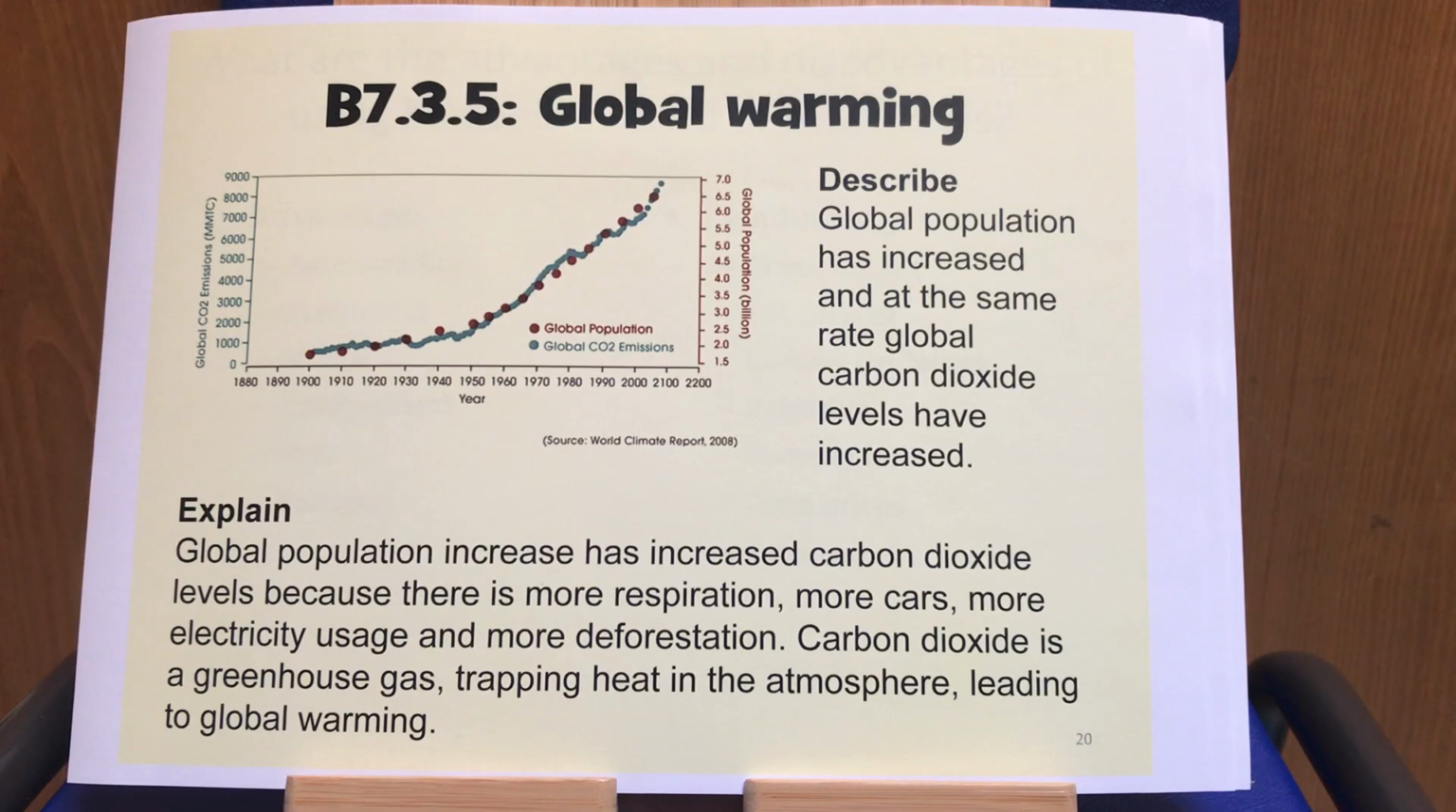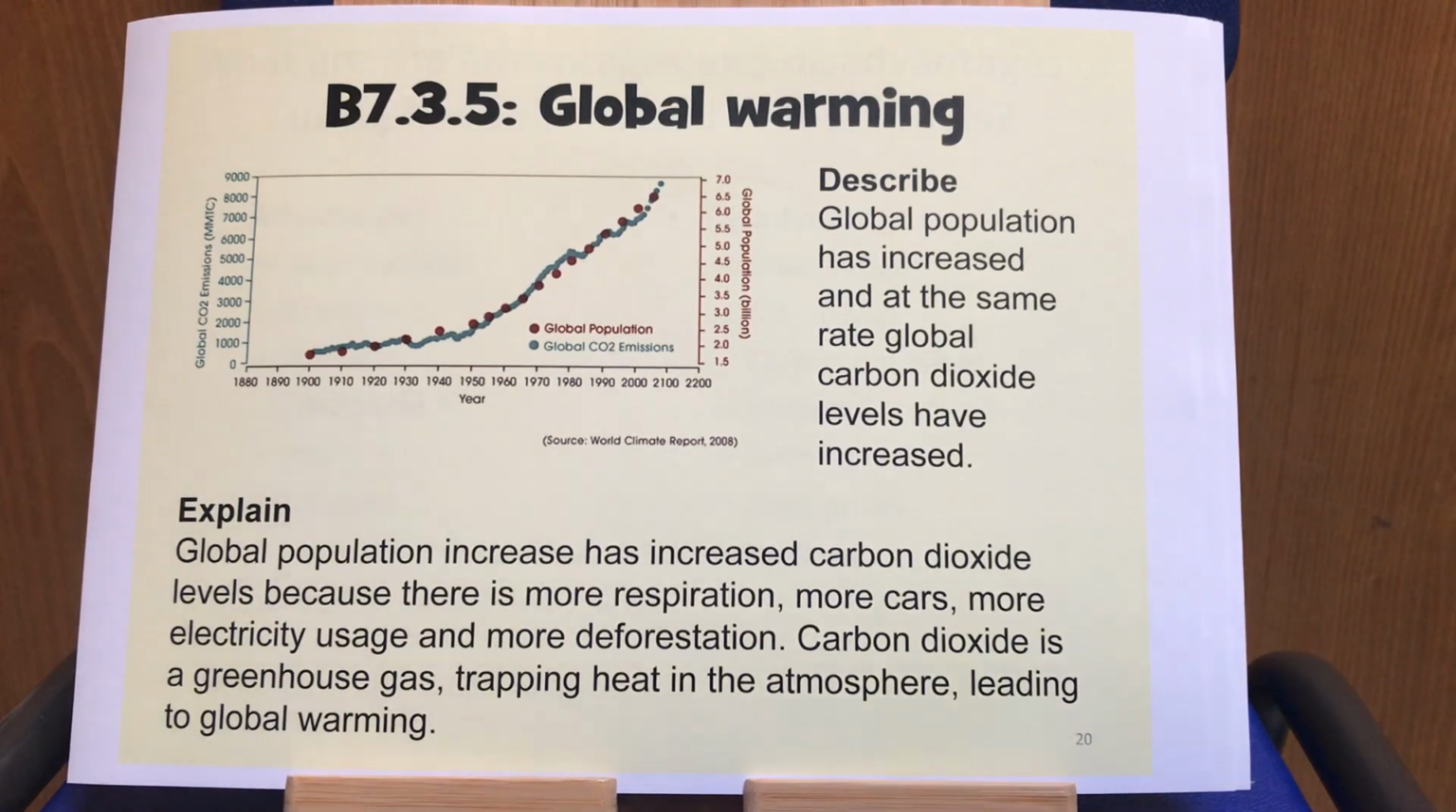So, as global population has increased, the carbon dioxide emissions have increased. This makes sense. It makes sense because there's more people releasing carbon dioxide through respiration. There are more people using cars. There's more people with more homes. They're using electricity. Electricity will usually produce carbon dioxide when it's produced.